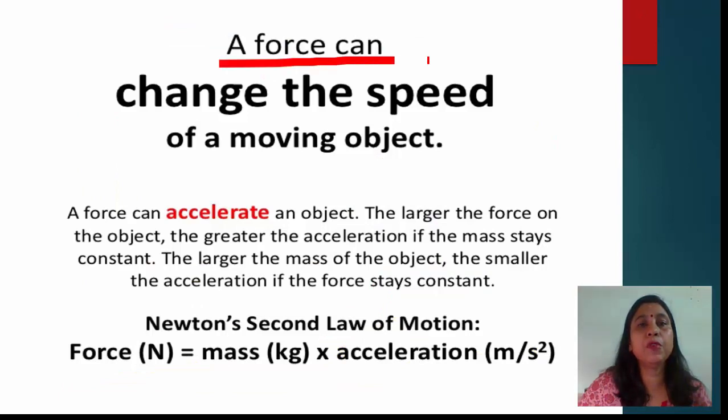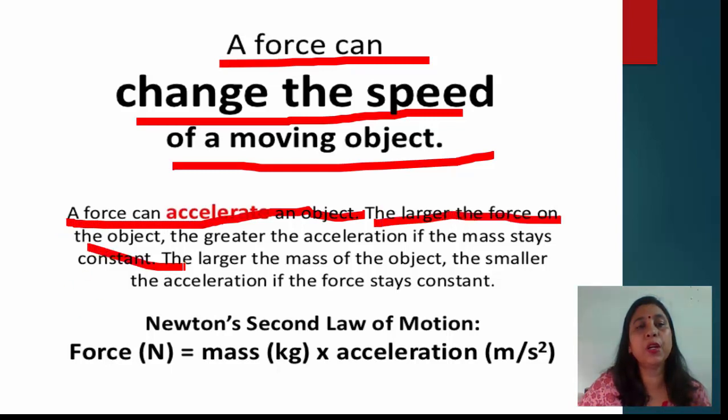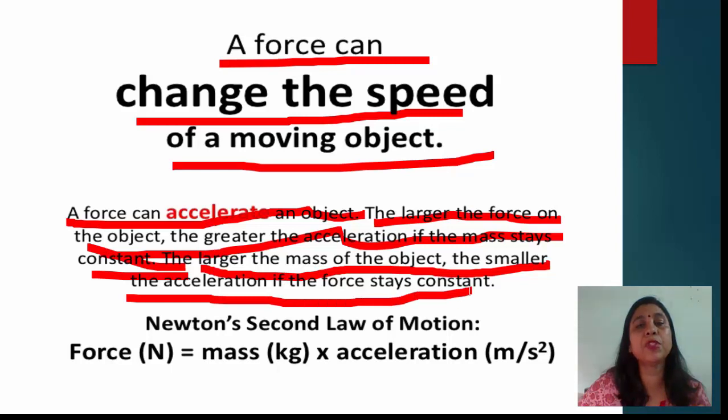Now next is a force can change the speed of a moving body. A force can change the speed of the moving body means it can increase as well as decrease the speed of the moving body. A force can accelerate an object. The larger the force on the object, the greater the acceleration if the mass stays constant. Means if the mass remains constant, if we apply more force, more acceleration will be on the body. The larger the mass of the object, the smaller is the acceleration if the force stays constant.